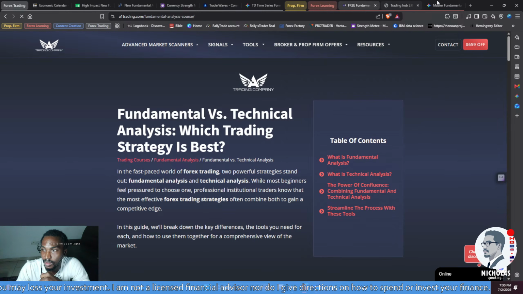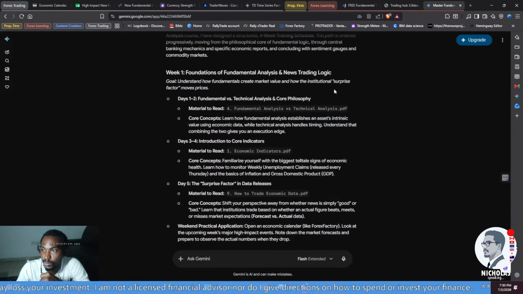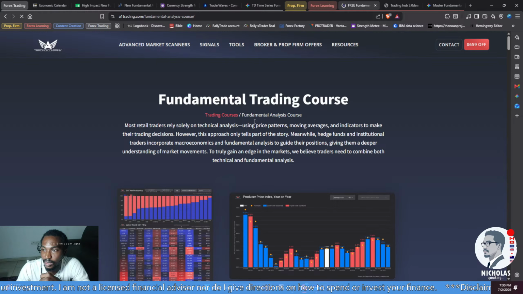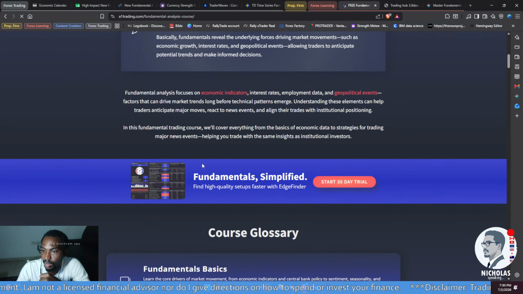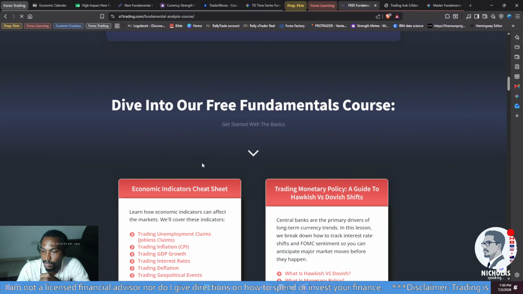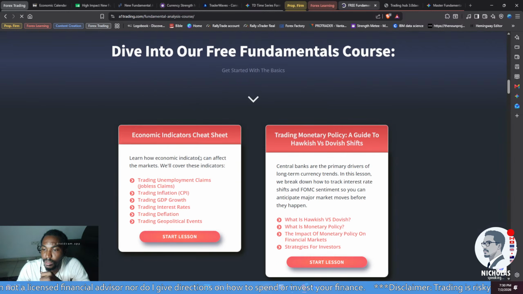Let's just look through. Tomorrow we'll be going through the economic indicator PDF. So let's see, where's the economic indicator? Yep. So we'll be going through the economic indicators cheat sheets tomorrow, and this contains things like unemployment claims, such as jobless claims. We'll be going through inflation data, GDP, interest rate, deflation, and geopolitical events.